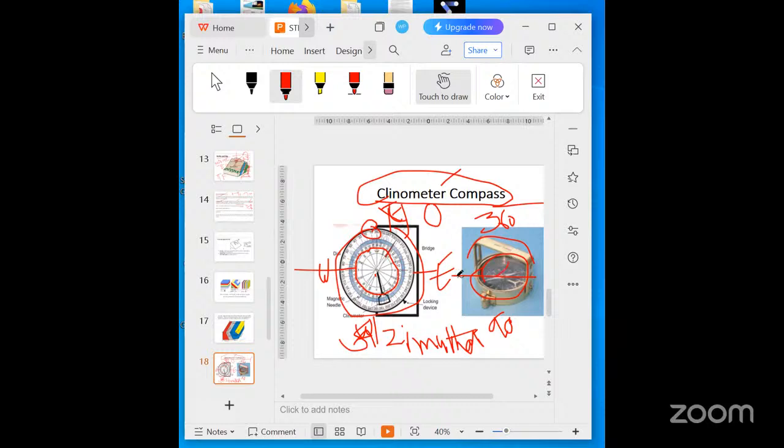The bridge line is always parallel to which one? North to south line of the dial. The locking device is present outside the dial ring, which on pressing locks the magnetic needle as well as the clinometer, so that the reading may be noted even after removing the compass from the outcrop. This is the real photo, the photograph of this clinometer compass.